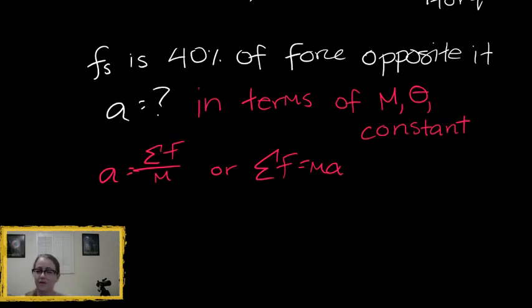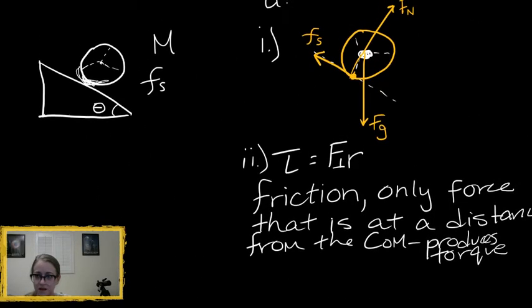So let's take a look back at our free body diagram real quick. In which direction does the object accelerate? It accelerates in the down the ramp direction. So we're going to be summing the forces in the down the ramp direction. I'm going to add some force components to my free body diagram.